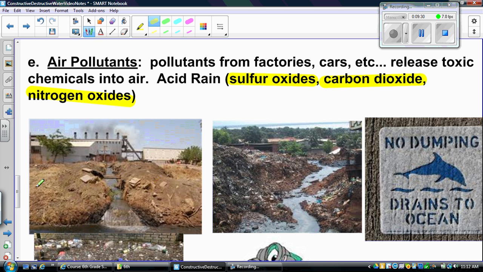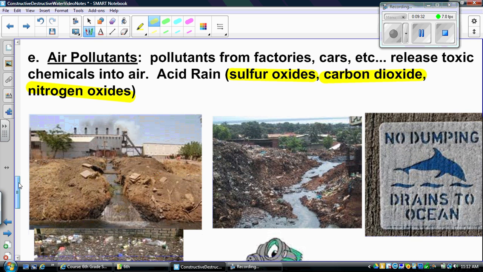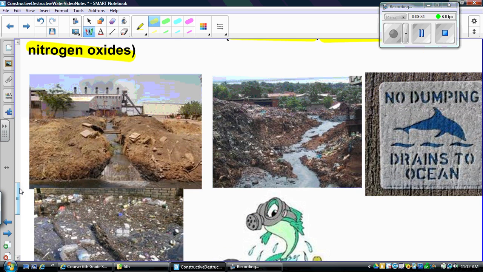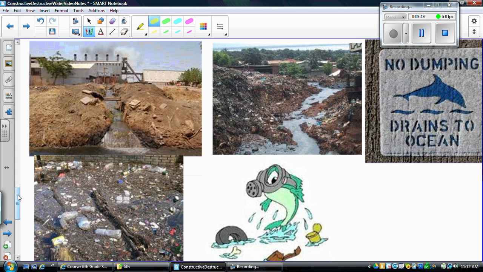These just give you some pictures of some of the pollution that's polluting our water right now. See these signs, no dumping, drains to the ocean. We've got sediment being added a lot from the factories, from agriculture, and a lot of human waste.